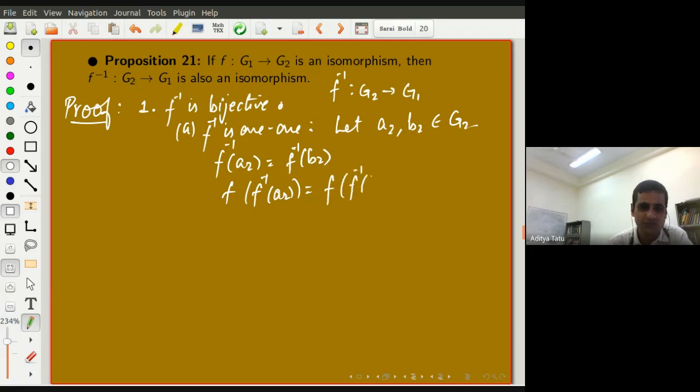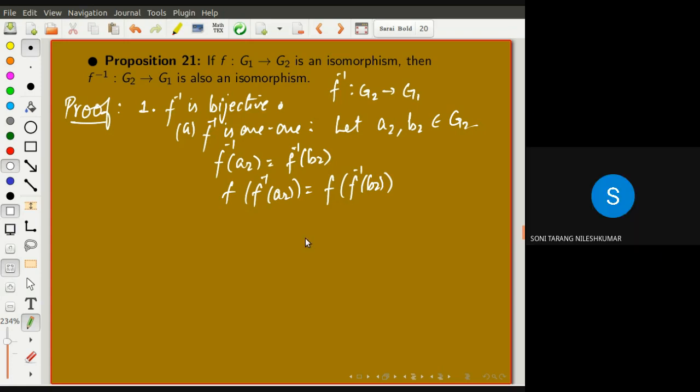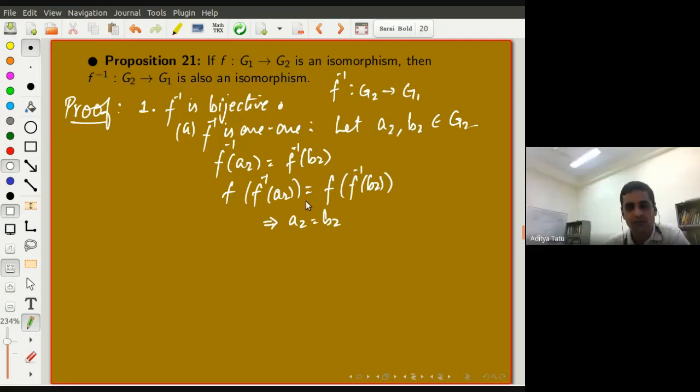Then f of f inverse A2 will be A2, which is equal to B2. So since F is 1-1, if we say F is 1 to 1, then F inverse A2 is equal to F inverse B2, right? That's the only thing you can say. You need to show this.